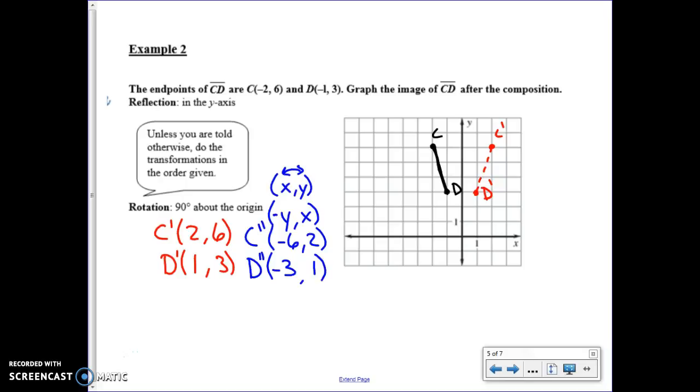So negative 6, 2 is C double prime, and then negative 3, 1 is D double prime. You'll notice that line segment is still the same length. It hasn't changed. And we actually should have used a dashed line there to show that.